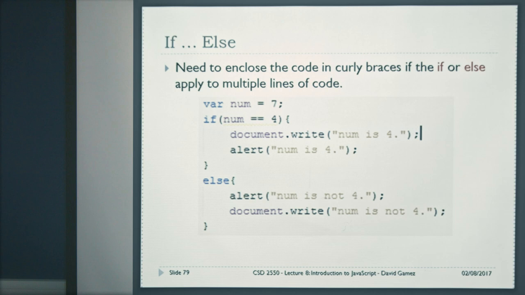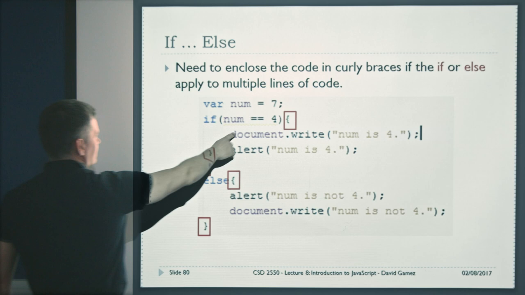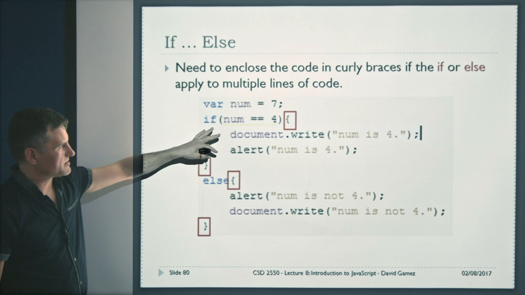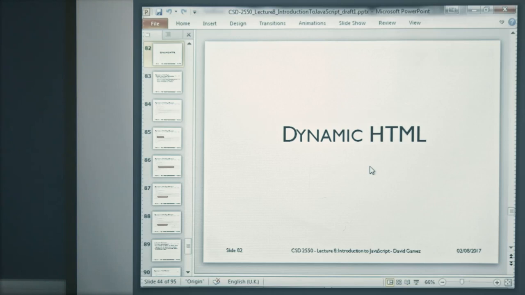If you've got multiple lines of code after an if, then you need to use curly braces. Otherwise, you're going to get errors. It'll just execute the first line of code and then do some other weird stuff or produce some kind of error. So if you want to do two things after your if statement and before the else statement, you must use these curly braces. All right, that's a little demo before we go into dynamic HTML.